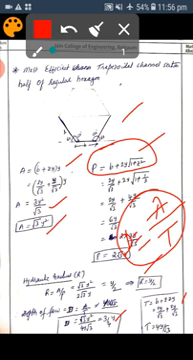So please once again go through these derivations. I already provided you notes, so please go through those notes as well as you follow this lecture, and just refer to this derivation and try to understand.